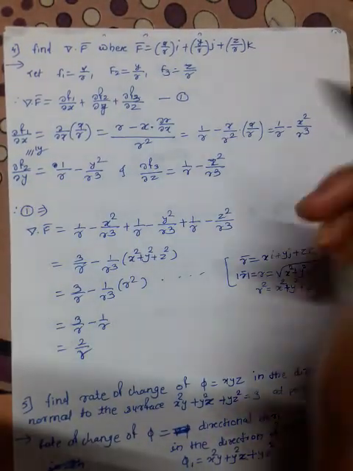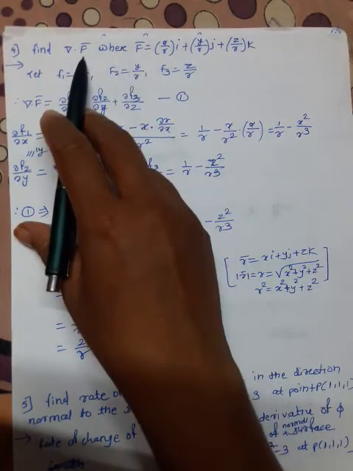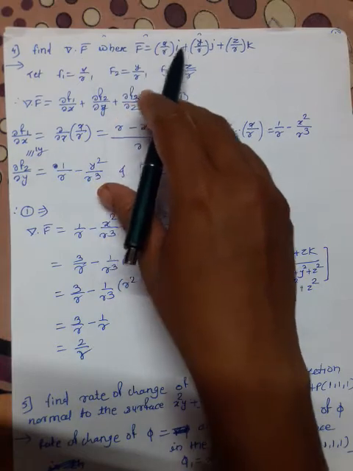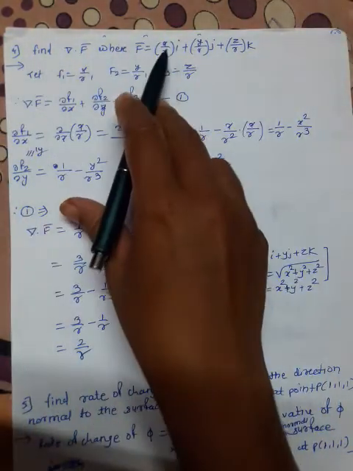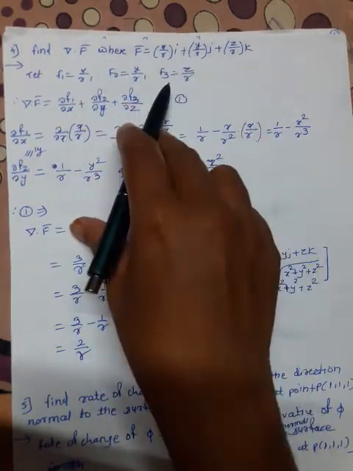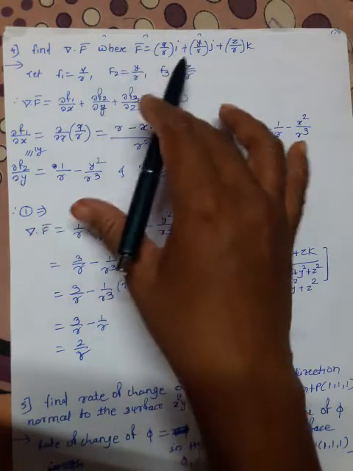Now let us see next. Find del dot f bar where f bar is given. Same, we have to find out divergence. f bar is x by r i plus y by r j plus z by r k. Let us call this f1, this is f2, this is f3, because there are complicated terms. Directly we cannot find out the derivative.